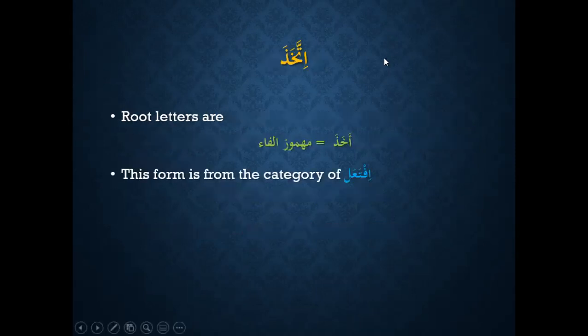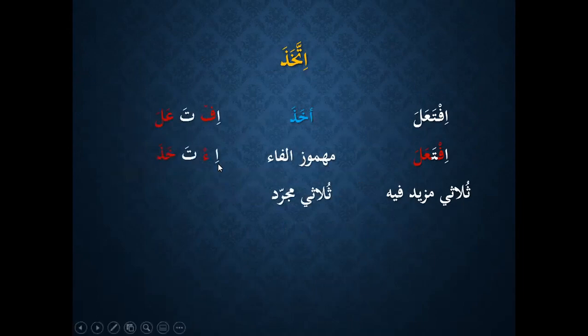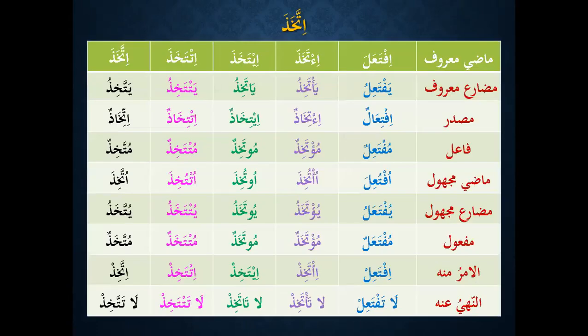Then bab ifti'al. So you remember in bab ifti'al what happens? This ta tries to overwhelm the weak letters. So it tries to do the same with akhada. Bab ifti'al, akhada, ifta'ala, ittakhada. Rather than letting it go into a ya form, it says, no, this hamza is weak and I need to overwhelm it and change it into ta. It becomes ittakhada, and with the shadda you put them together as an idgham. So ittakhada is actually from akhada, mahmuzul fa.